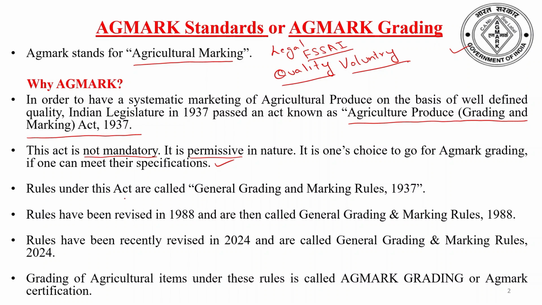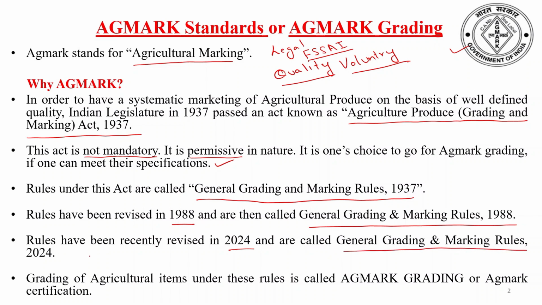Now the rules under this act are called the General Grading and Marking Rules 1937, when the act came. Then the rules were revised in 1988 and called the General Grading and Marking Rules 1988, and recently in July 2024 they have been revised again. So these are now called the General Grading and Marking Rules 2024. We will cover the General Grading and Marking Rules 2024 in today's video.